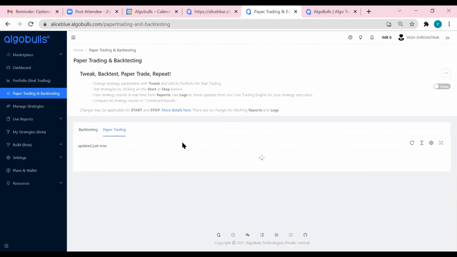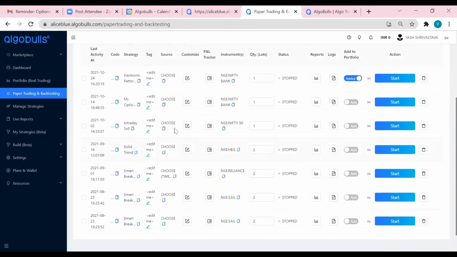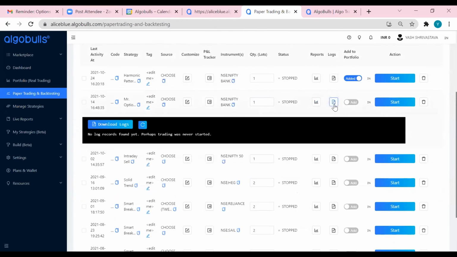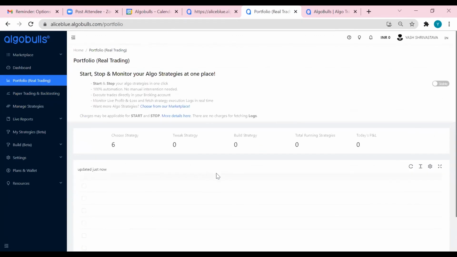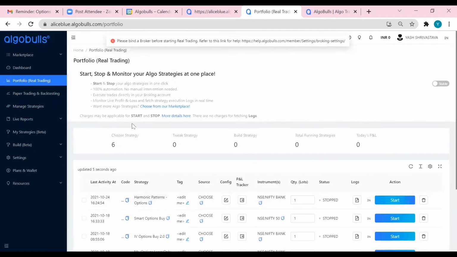Apart from that, you can also find the paper trading. You can also find a similar kind of experience for paper trading too, where you can directly download the report and download the logs and actually study how profitable this strategy is for you. And now, if you want to actually start trading on the strategies, you can just go on to the portfolio section and click on start, and it will start your trading strategy once you have connected your broker to it.